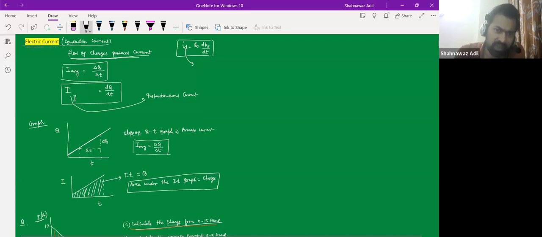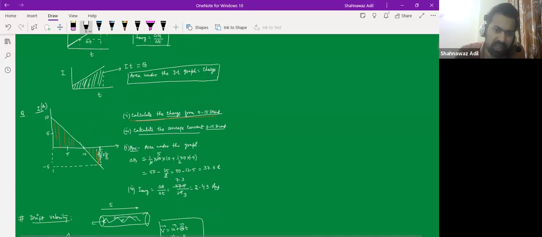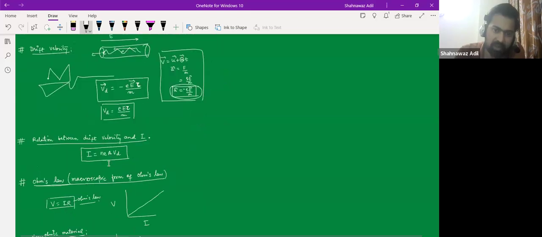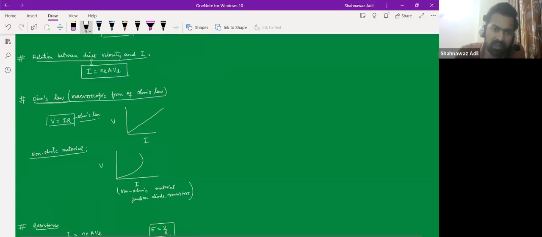So this thing you guys already know, right? And then in the I-T graph, whenever we calculate the area under the I-T graph, that will give you the charge. So this thing you have to keep in mind. And then you have this drift velocity. All these values you guys have to remember. Drift velocity is E tau by m, and this is the relation between drift velocity and current, which is n e A v_d.